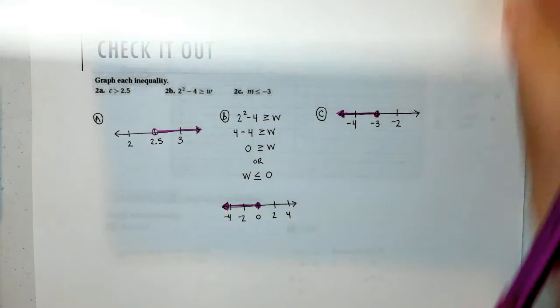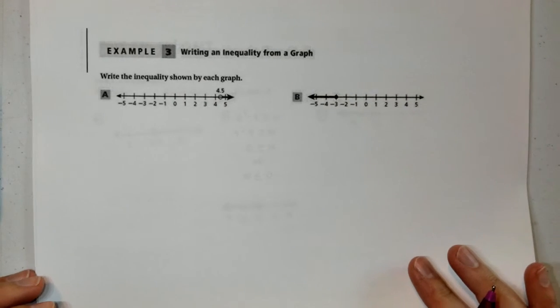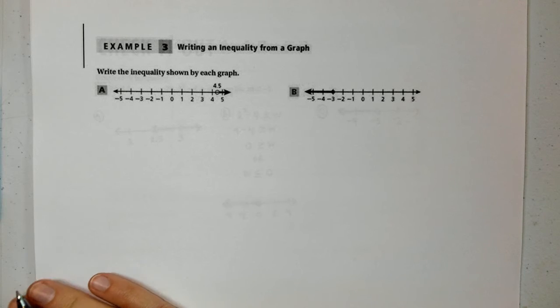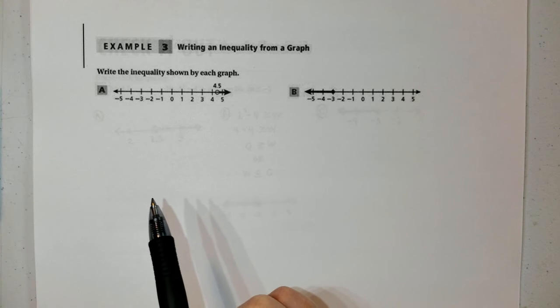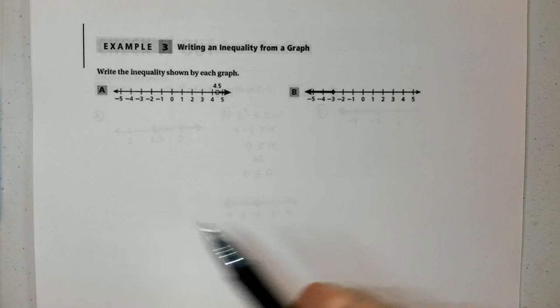Now we're going to go ahead and look at example 3. So for example 3, we are going to write the inequality shown by each graph. Okay, so instead of drawing the graph, this time you're looking at the graph, writing the inequality. So the first thing you always want to do is you want to pick a variable. Okay, it doesn't matter what variable you pick. I always default to X because X is used most often. If you have a favorite letter that you want to use, you're more than welcome to. Or if the problem says let your variable be M, then use M. Okay, but if not, your choice.